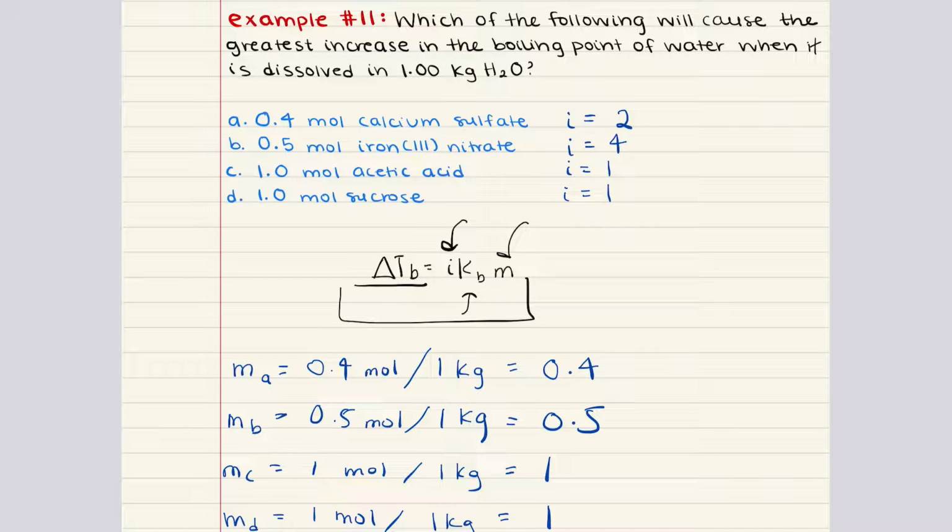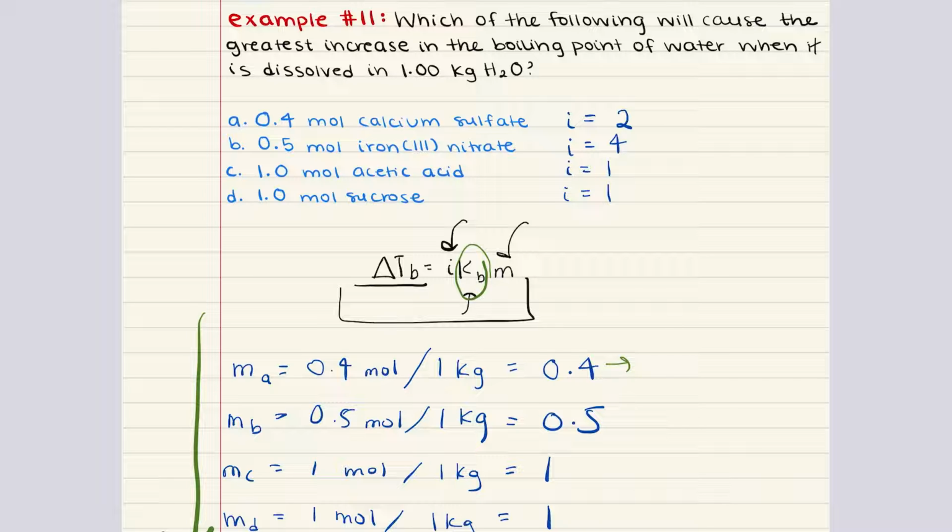Now what we can do is set up our delta TB expression so that we can figure out which of these is going to have the greatest increase in the boiling point of water. Now note, we don't have the Kb value. We really don't need it because it's going to be the same for all of these option choices. Kb for water is going to be the same. So really, we don't need that factor to calculate the exact delta TB.